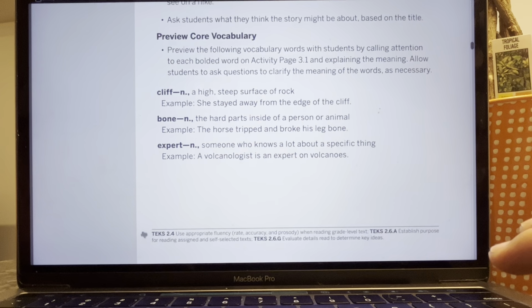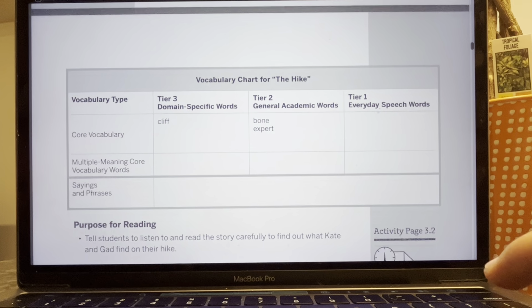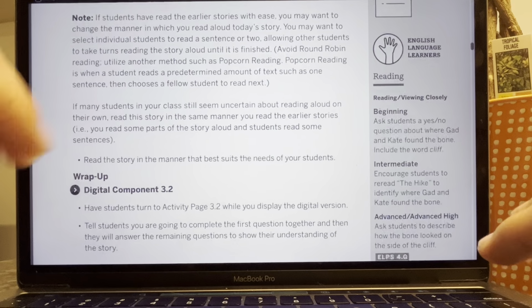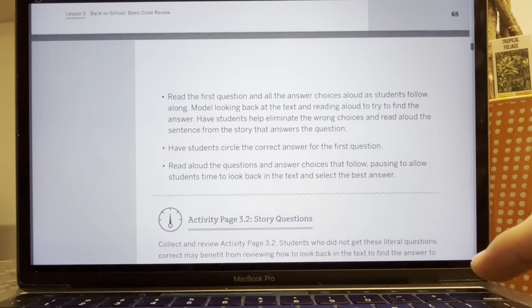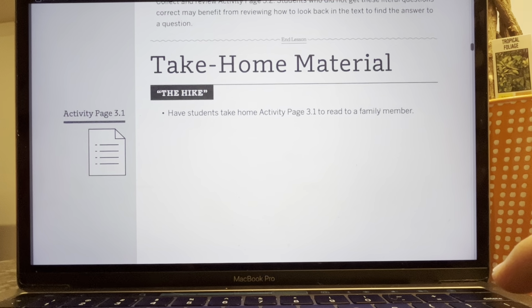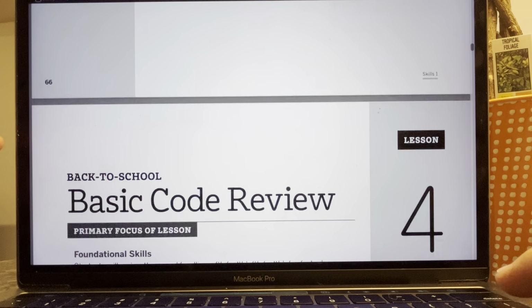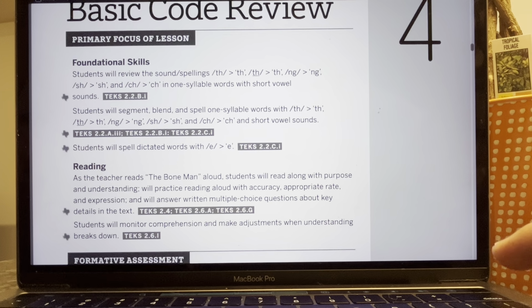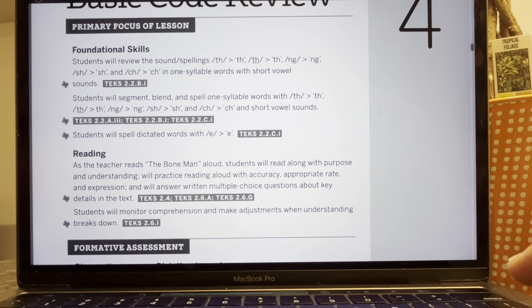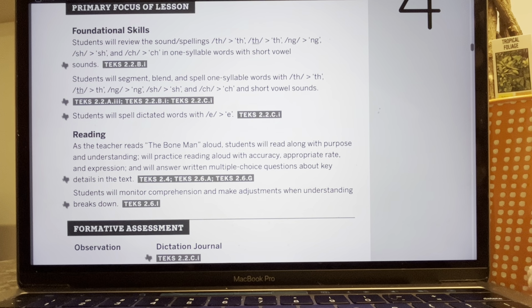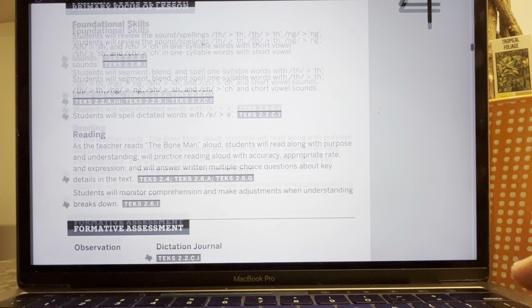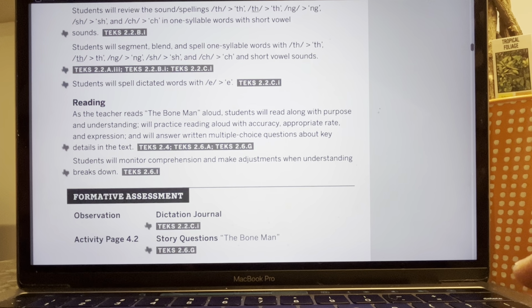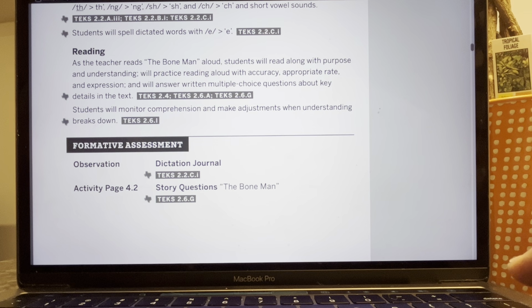So in this lesson, we're going to recap previous skills. Those previous skills would be a little bit about phonological and phonemic awareness and some phonics skills, and then we're going to dive into fluency, vocabulary, and of course, text comprehension. So the basic core review of lesson number 4 is the back to school review. In this review, we're going to be talking about the sounds and spellings, the different segments and blends, and then one syllable words with short vowels, the closed vowel rule, which we mark as short. But then we're going to focus on the vowel sounds, just to recap and review prior knowledge.